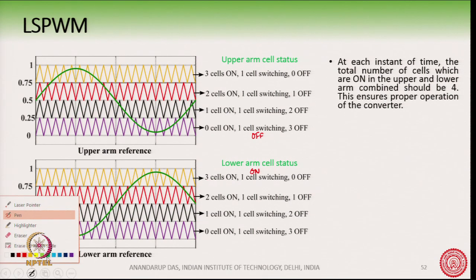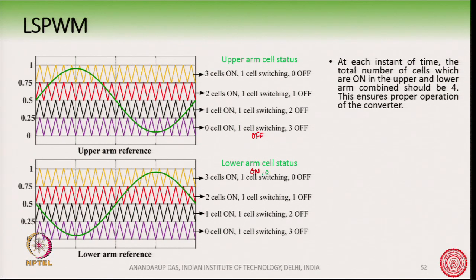When the other case happens, then this becomes off and this turns on. But again you see that the sum of the cells, there are 3 cells on here and 1 cell on here, the sum in the leg is again 4. In a similar way you can take up any other case.